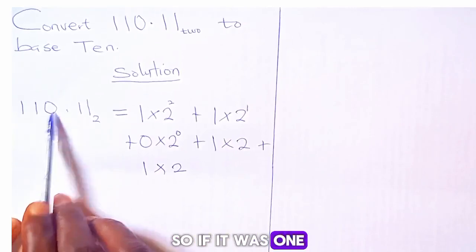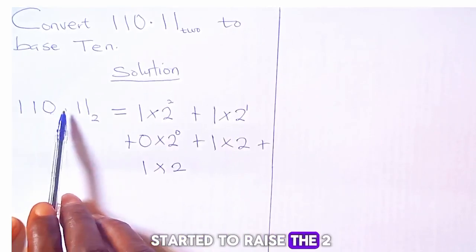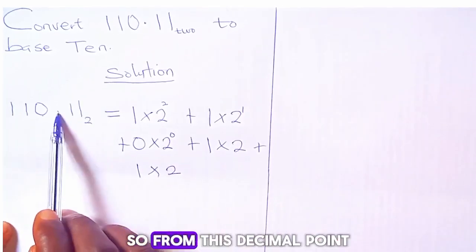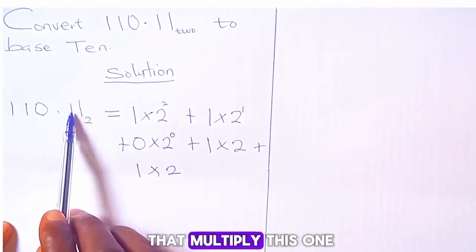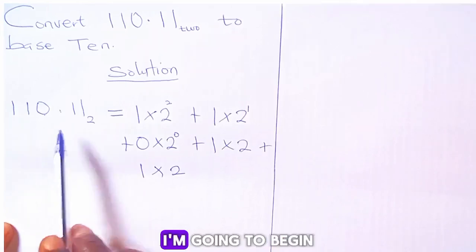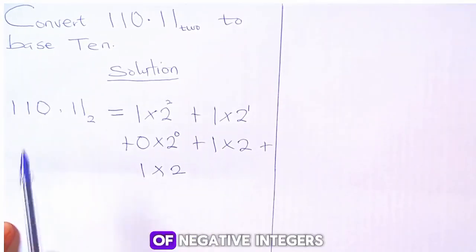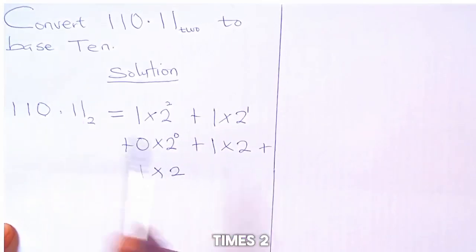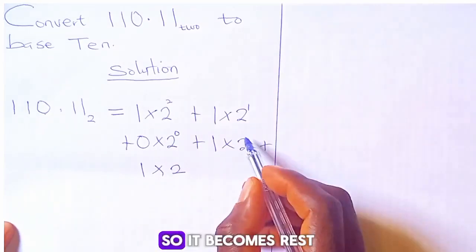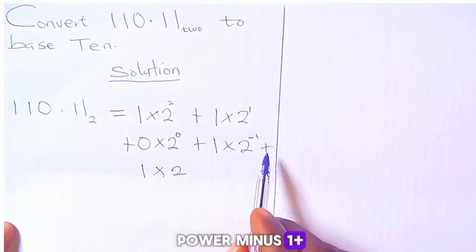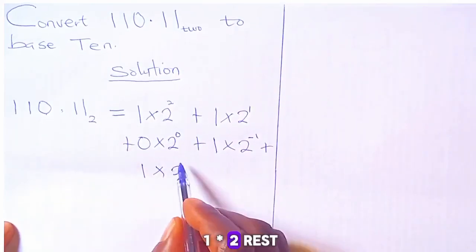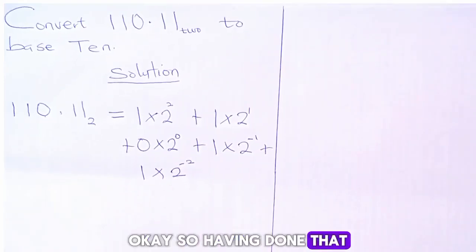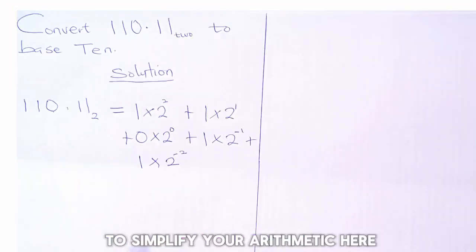So if it was 1, I would have still started to raise the 2 I multiplied with that 1 to power 0. So from this decimal point this way, the 2 that multiply this 1 and this 1, I'm going to begin to raise them to the powers of negative integers. So after decimal point, it is this 1 times 2 raised to power minus 1 plus the next one is 1 times 2 raised to power minus 2. Okay, so having done that, the next thing is to simplify your arithmetic here.